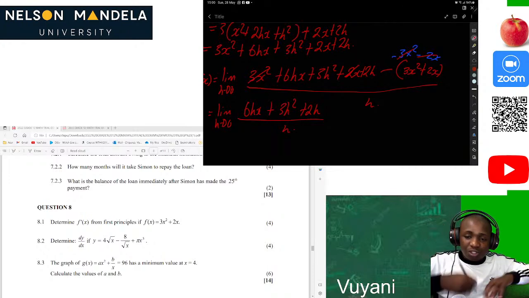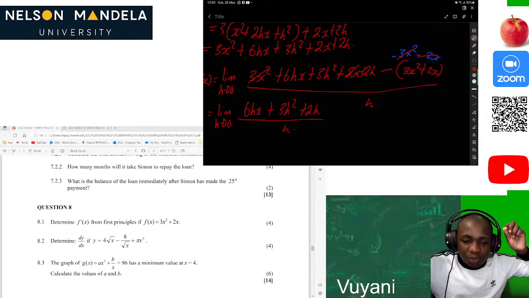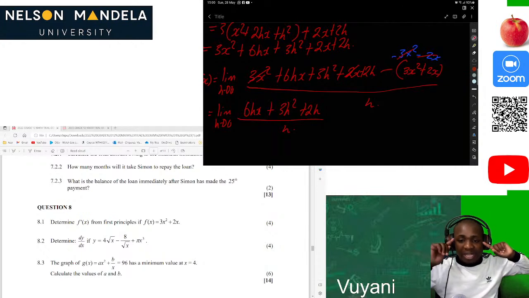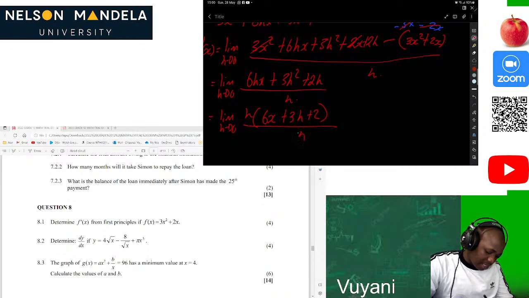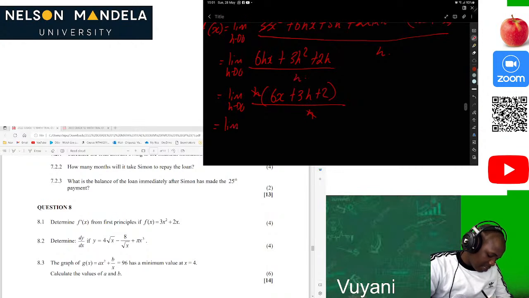You don't drop the limit until the last step. You don't make that mistake, because if you do, you won't be able to get the correct, accurate answer. Okay, let's proceed. The limit as h approaches 0, we now look at the common factor on the numerator, which is h. Then we have 6x plus 3h plus 2, divided by h. h cancels. Then the limit as h approaches 0 is 6x plus 3h plus 2.